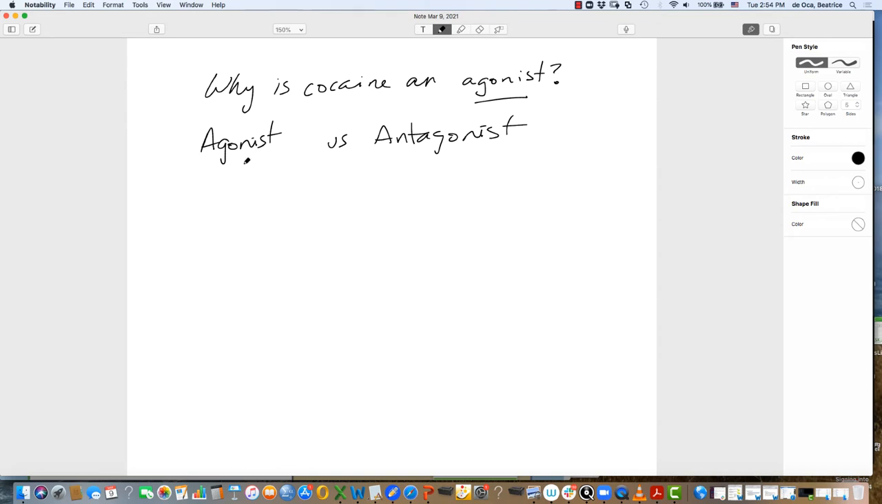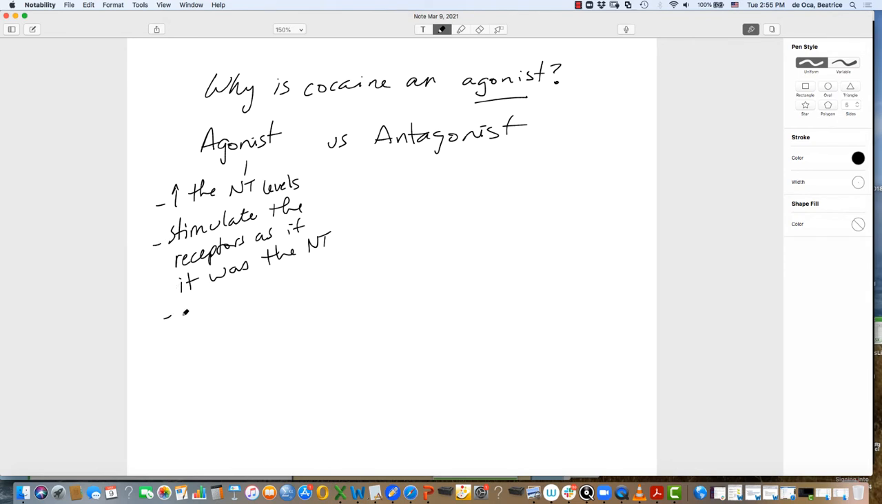So an agonist is a drug that increases the neurotransmitter that's released. So it's going to increase the levels of those neurotransmitters by releasing more of it. It could stimulate the receptors of that neurotransmitter as if it was the same as the neurotransmitter. So it's like mimicking it. It could also provide the needed ingredients for the synthesis of the neurotransmitter.